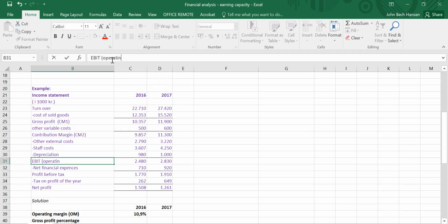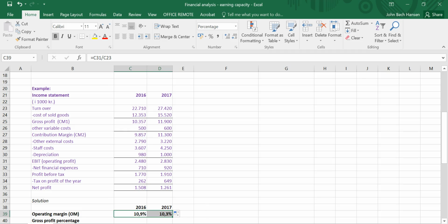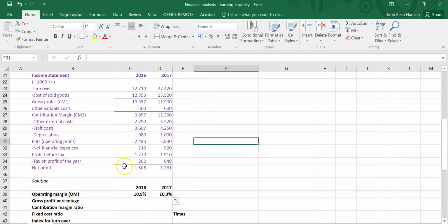So there's no doubt about it. Okay, and I can copy it to 2017, and instantly we see this situation here that the operating margin is going down.